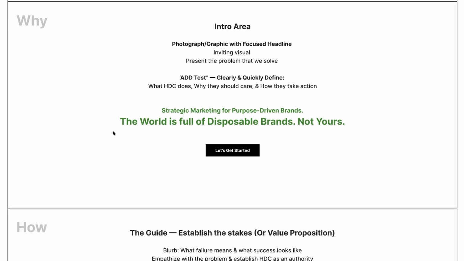Now, again, let's talk about the ADD test. What is it? Strategic marketing. Okay, we understand. Why should you care? Well, if you're a purpose-driven brand and you're worried about feeling disposable or commoditized, and then how do you take action? Let's get started. And I wouldn't give myself an A+ on this. I definitely broke some of the rules, but I'm just showing you how I crossed that bridge.